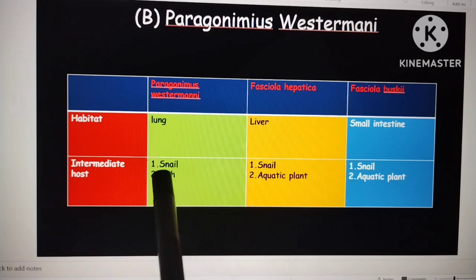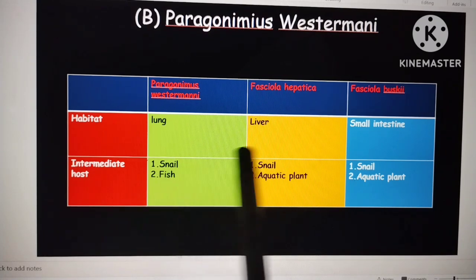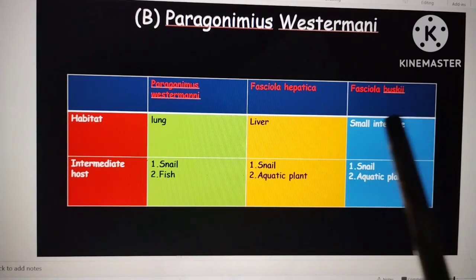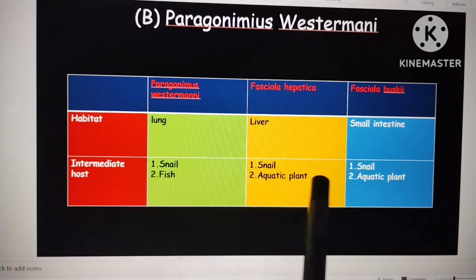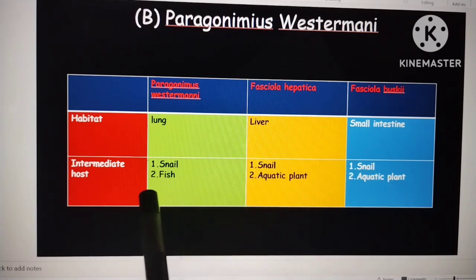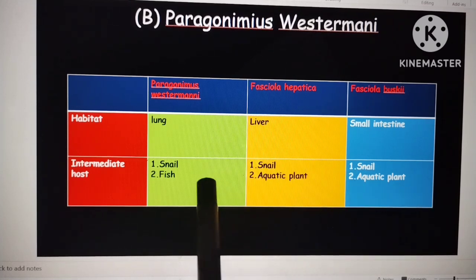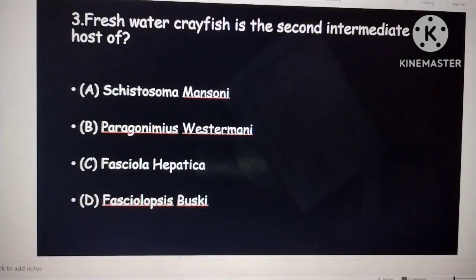Here Paragonimus westermani usually resides in the lung, hepatica in the liver, buski in the small intestine. For all of these, the first intermediate host will be the snail, whereas the second intermediate host will be an aquatic plant, except for Paragonimus westermani, where it is a crustacean. So the correct option will be B.